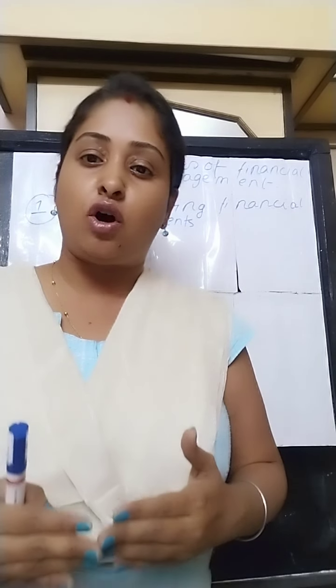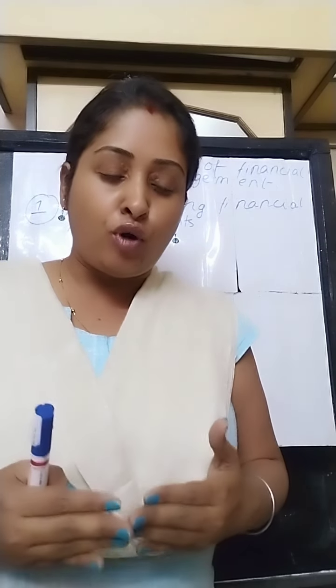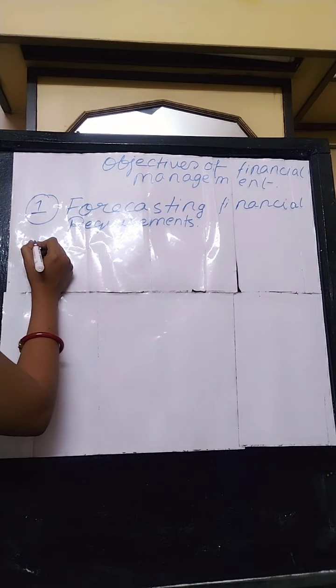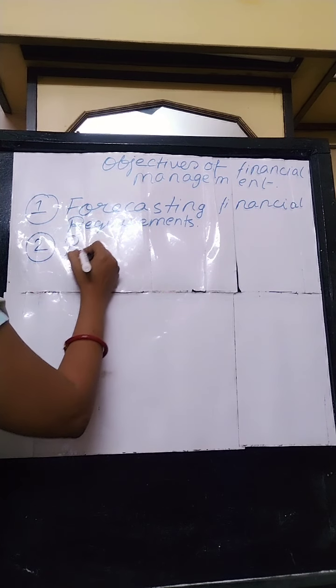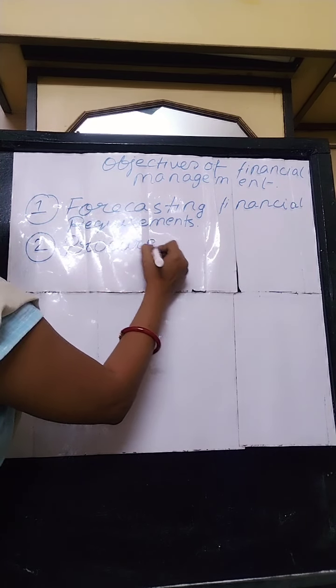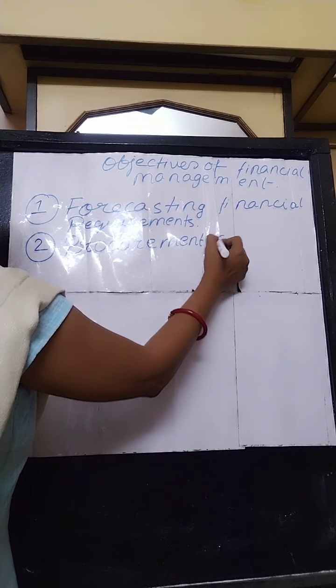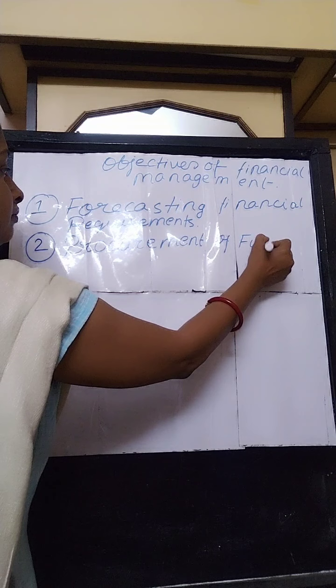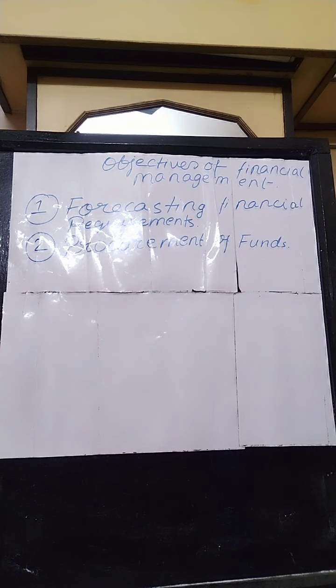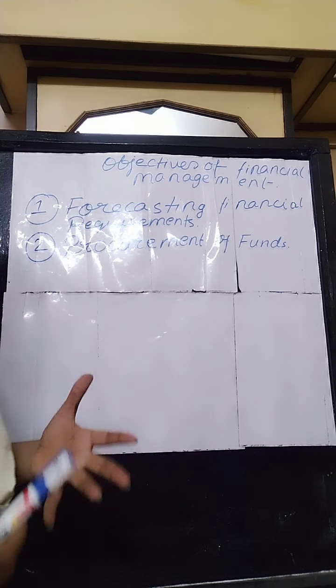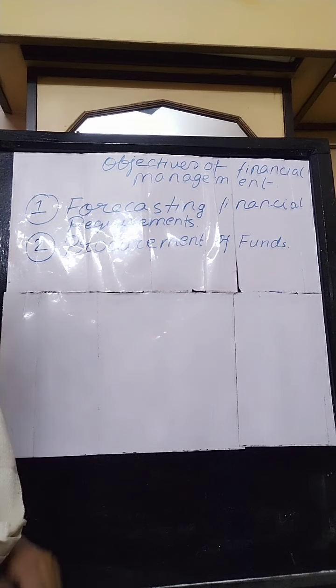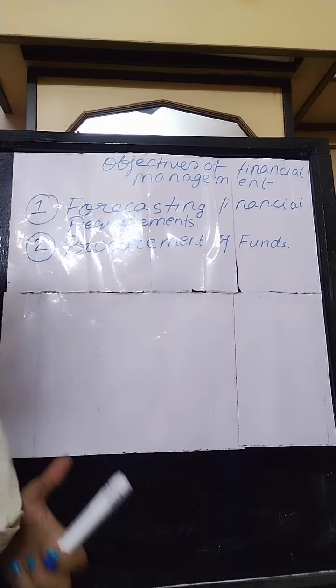Coming to the next point, that is the next important objective of financial management, that is procuring funds in a very economic manner. So procurement of funds is the next important point of this objective. Now, financial management is concerned with raising the funds in the most economic and suitable manner. Funds should be acquired well before the need is actually felt. Before that, funds should be raised properly.